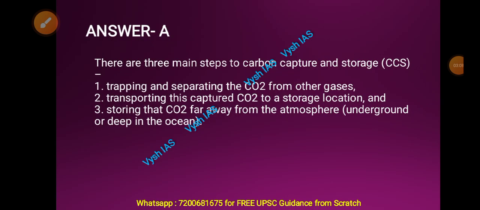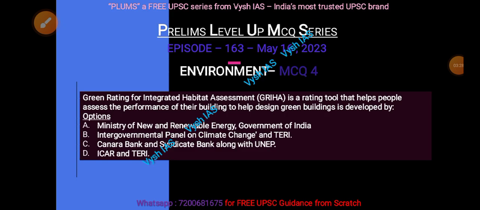The answer is A. This is carbon capture and storage, which is involved in carbon sequestration. It involves three steps: first, trapping and separating the carbon dioxide from other gases; then transporting the captured carbon dioxide to a storage location; and third, storing that carbon dioxide far away from the atmosphere, underground or deep in the ocean, so that it doesn't cause pollution and global warming.